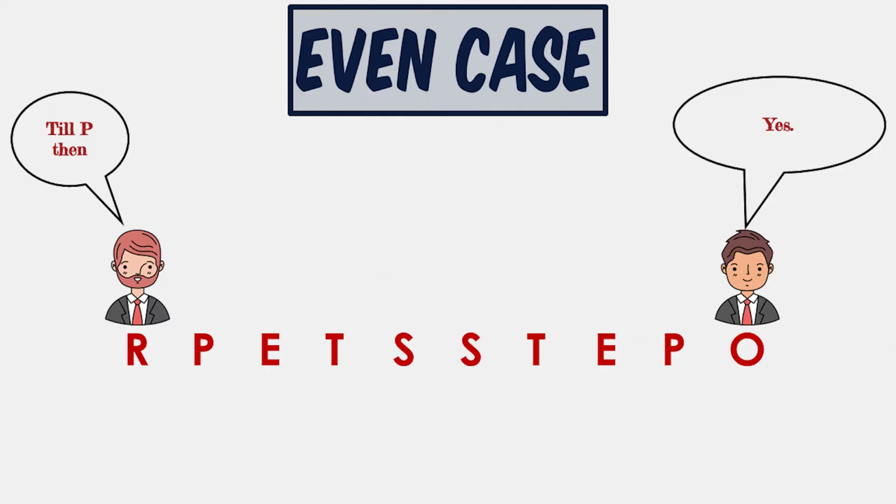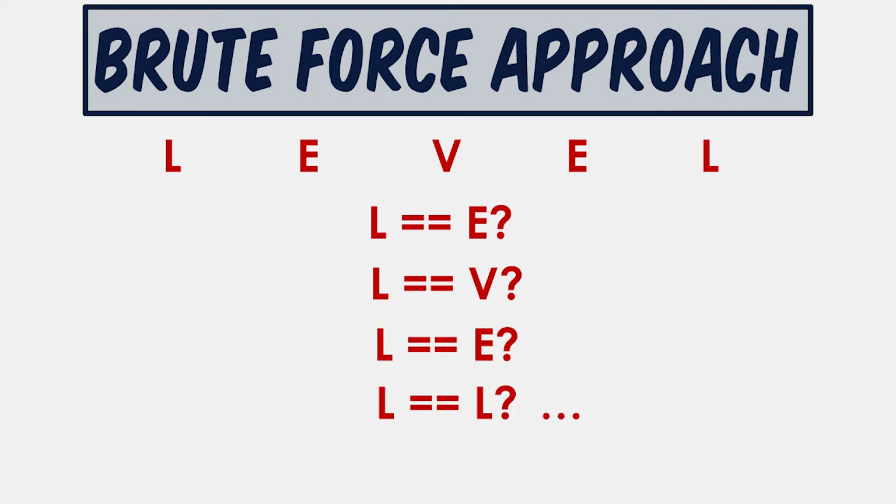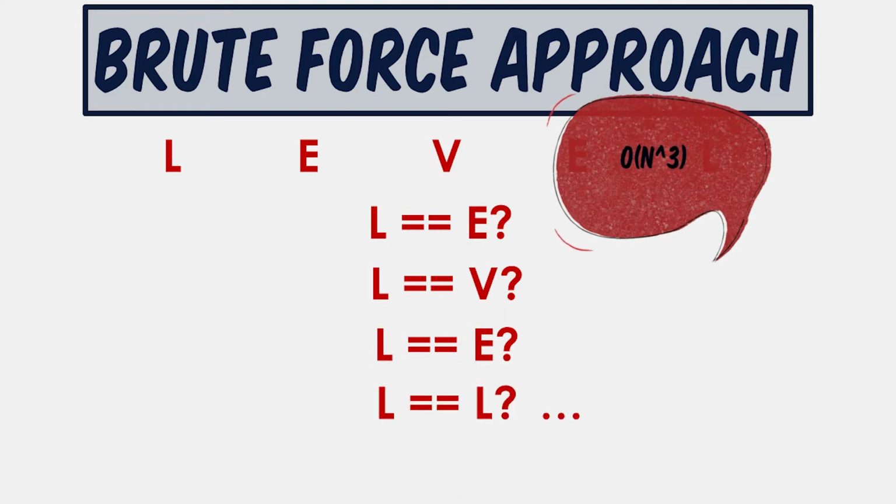are equal. There are other ways to solve this problem where we consider each element and keep increasing the length and then check if it's a palindrome. But that approach is tedious and long. The time complexity might be O of n cubed. So let's look at the code to understand this approach further.